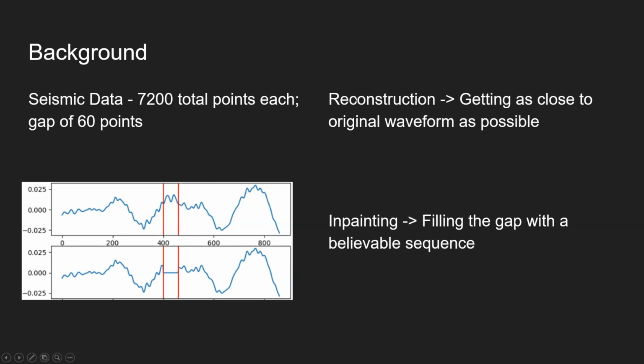The basic difference between reconstruction and inpainting is that reconstruction is getting as close as possible to the original waveform, while in inpainting we fill the gap with a believable sequence, as close as possible so that it seems real.